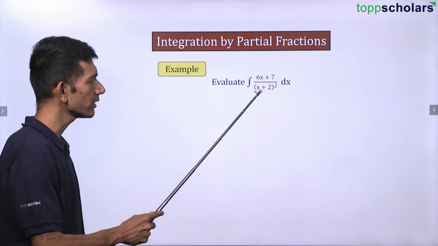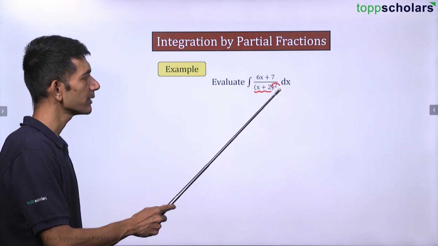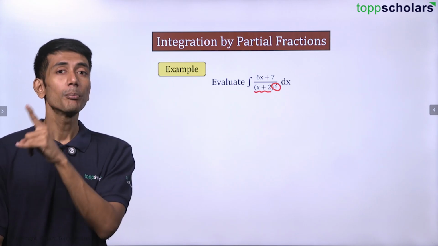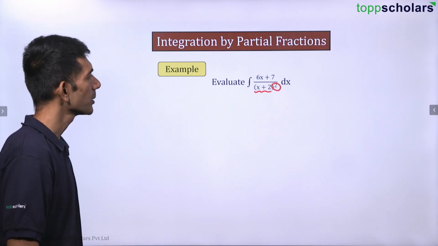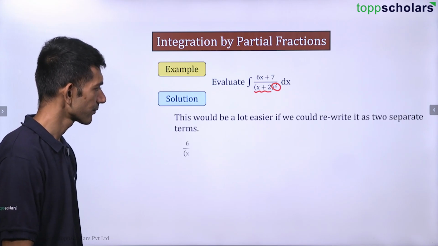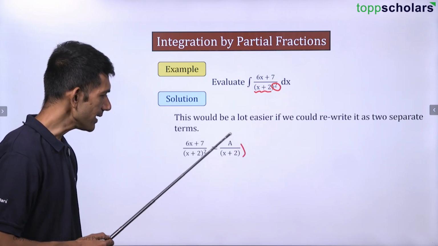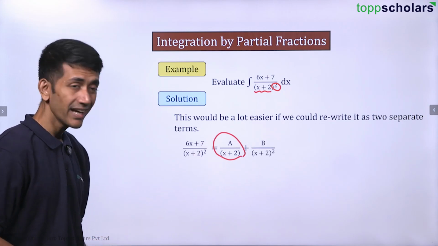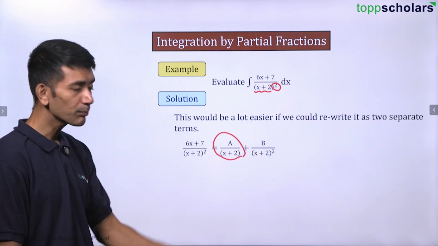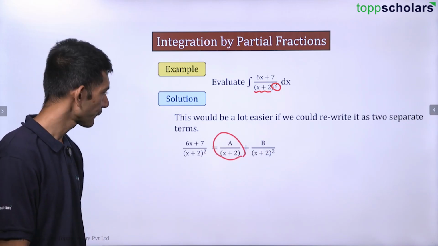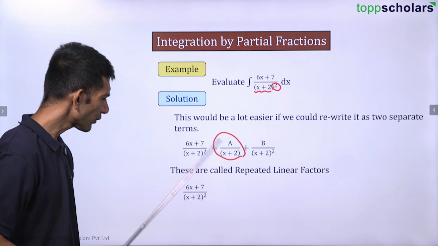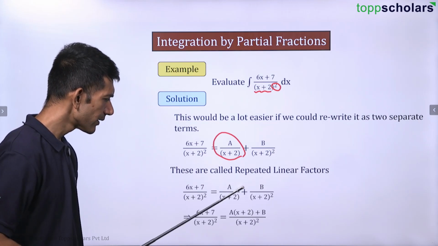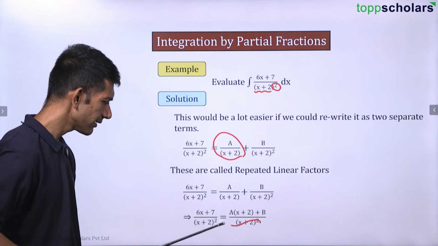So here we have 2, right? See the power basically. So we'll write down a by x plus 2 plus b by x plus 2 the whole square. If it was cube, we'd write down plus c by x plus 2 the whole cube. Now same thing, cross multiply, right? And then this will get cancelled.